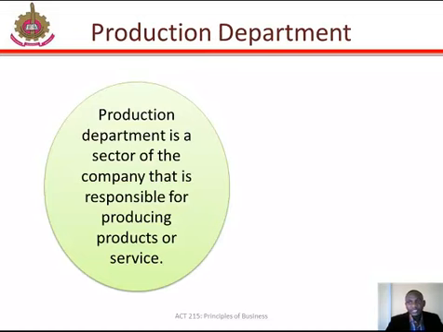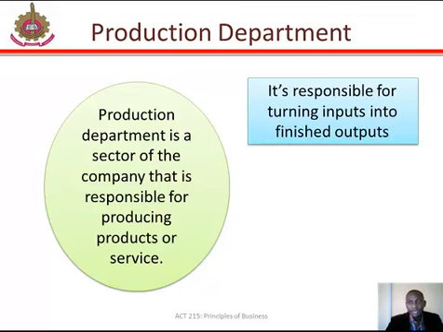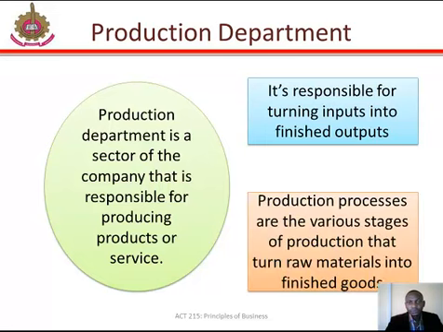Production department is a sector of the company that is responsible for producing products or services. In this department, raw materials are combined to produce goods and services. The production department is the functional department that is responsible for turning input into finished output through a series of production processes, which are the various stages of producing raw material into finished goods.